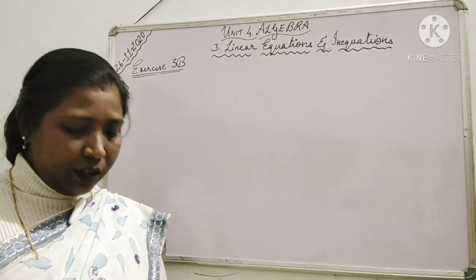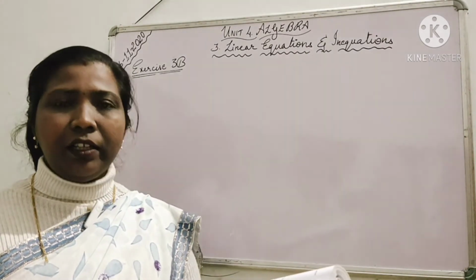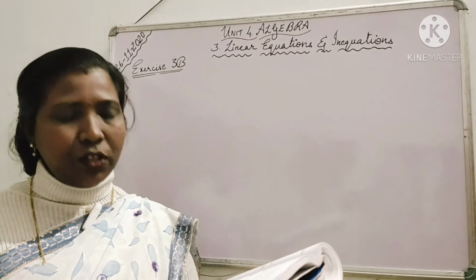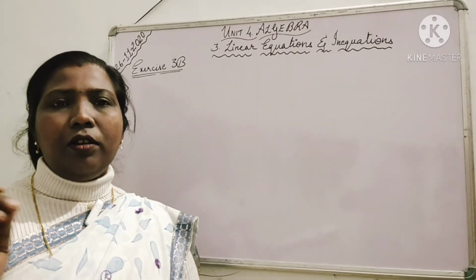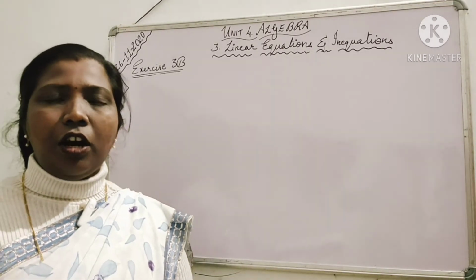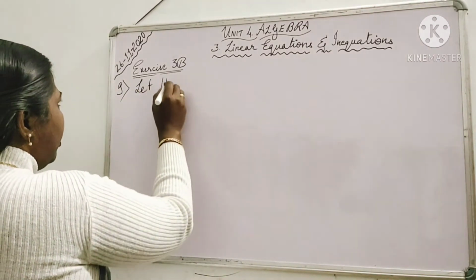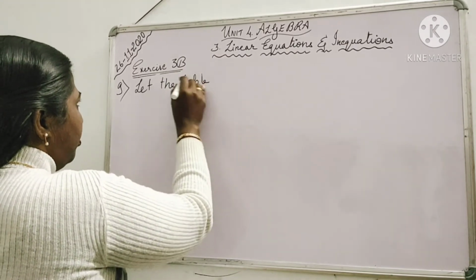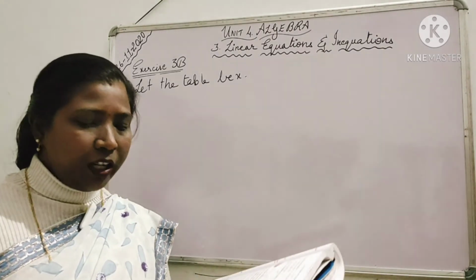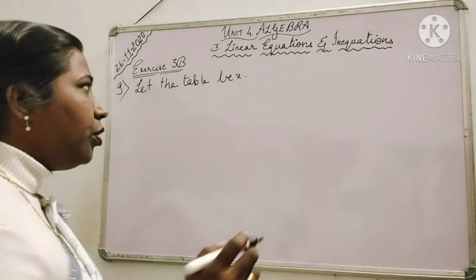Okay, students. Now we have the 9th question: the cost of 3 identical chairs and 2 identical tables is rupees 2140. If a chair costs rupees 120 less than a table. Now we are going to take table as x. So let the table be x. Then what will I take as chair?